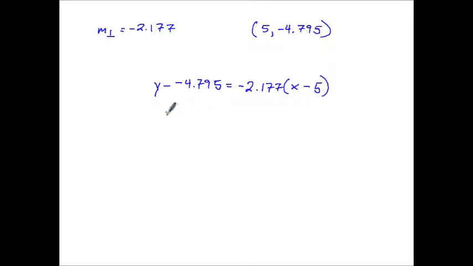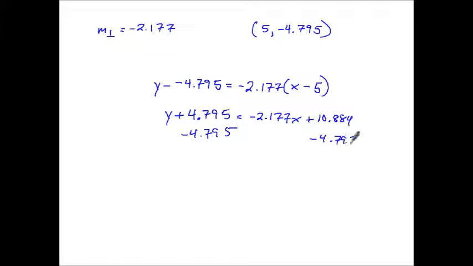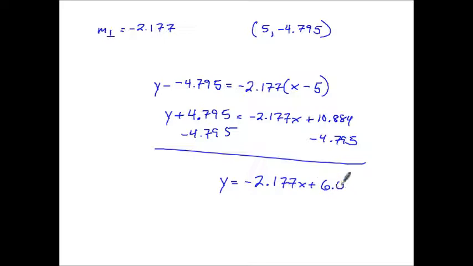Alright, so of course we just clean it up as per normal, but we just have messy numbers during the cleanup process. And so distributing here gives me a negative 2.177x, that's the easy part, but then I get a plus 10.884, and then of course subtracting my 4.795 gives me a final answer of y equals negative 2.177x plus 6 point something like 089. And there you go.